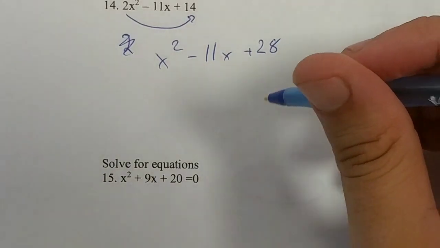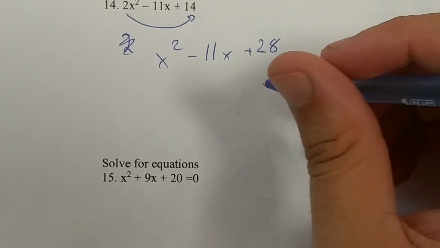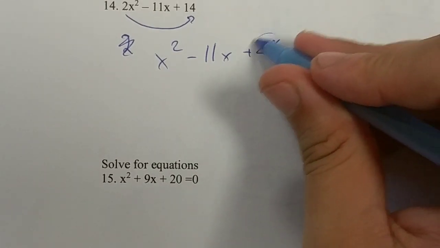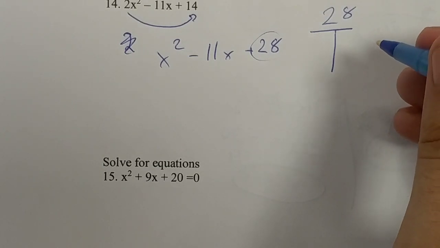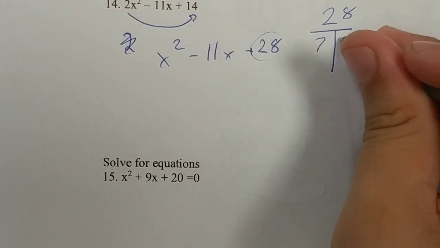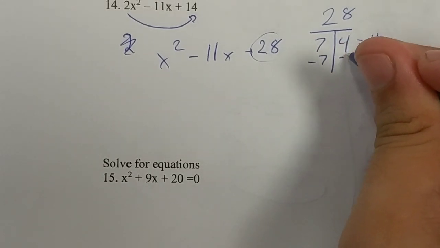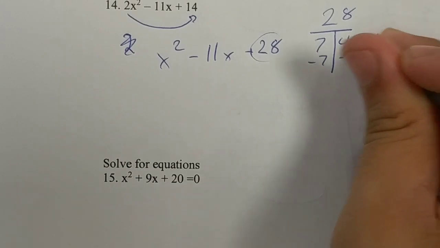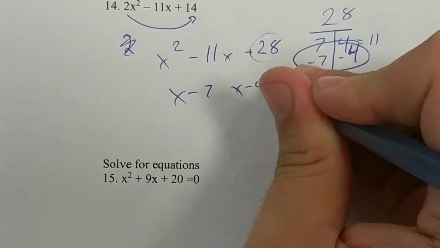So what does that allow me to do? What that allows me to do is take the factors of 28 that add up to negative 11. Let's see. There's 7 and 4. That's positive 11 though, so negative 7 and negative 4. So x minus 7, x minus 4.